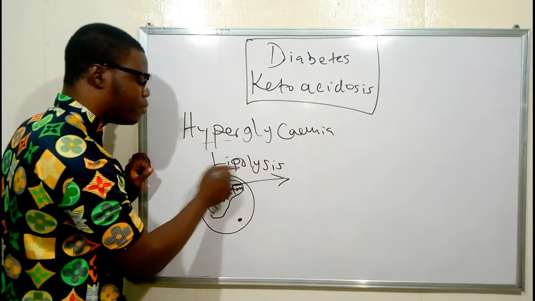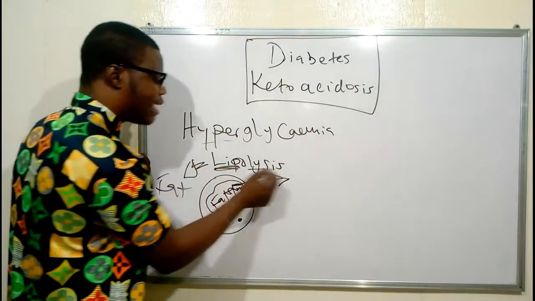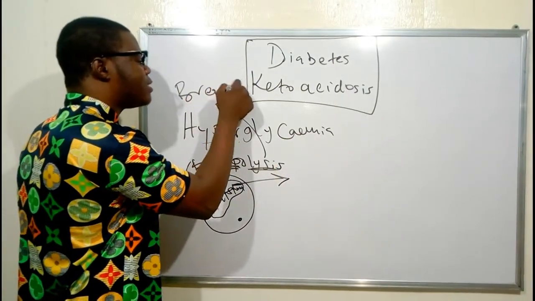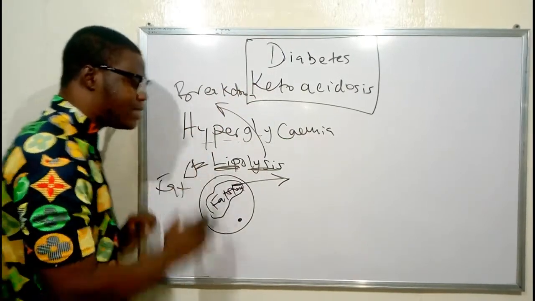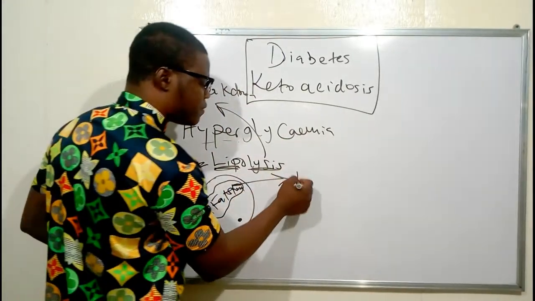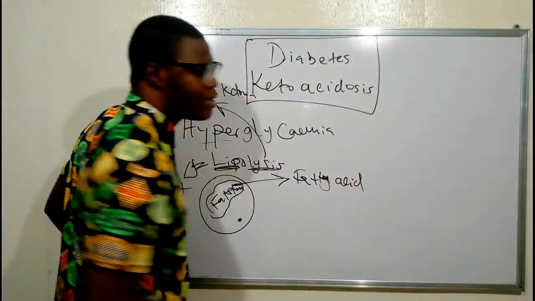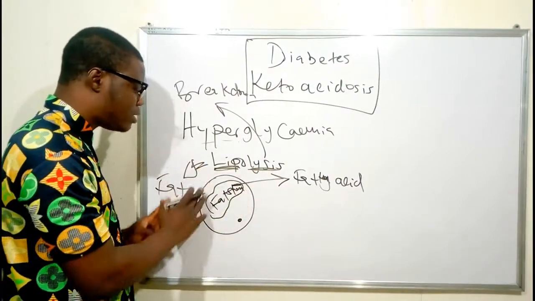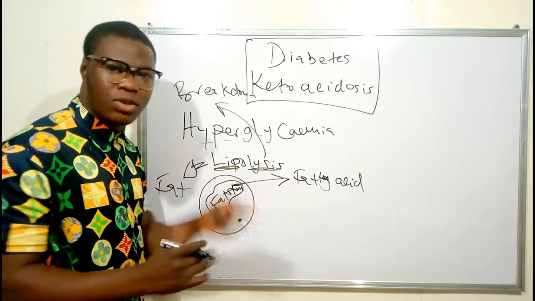Lipolysis. The word lipo means lipid, which means fat, and the word lysis means breakdown. So our body system is going to break down the fat store. And when it breaks down the fat store, it is going to produce fatty acids. As we all know, the fatty acids. And when the body undergoes lipolysis, breaking down the fat, what is going to happen?